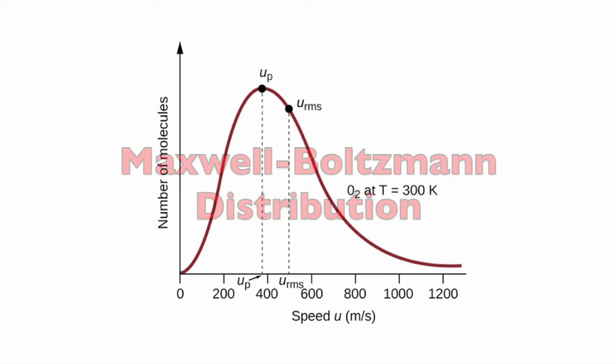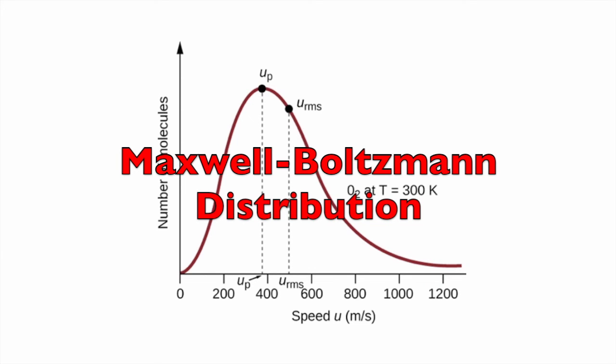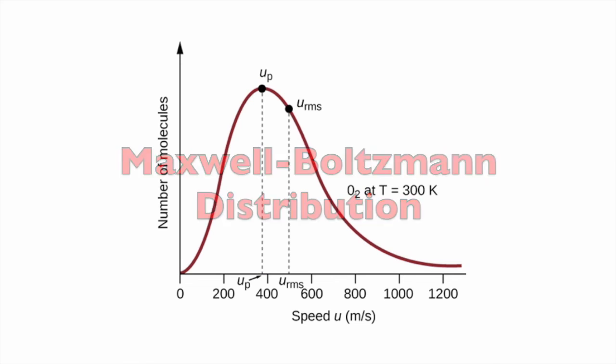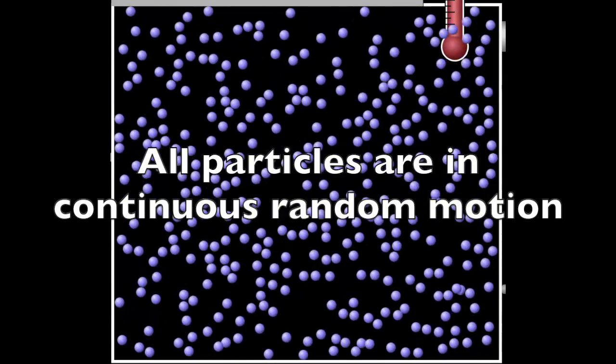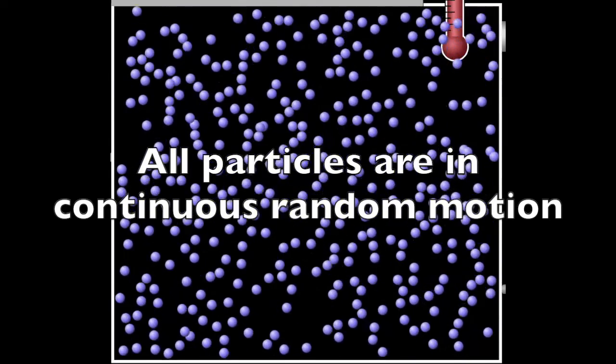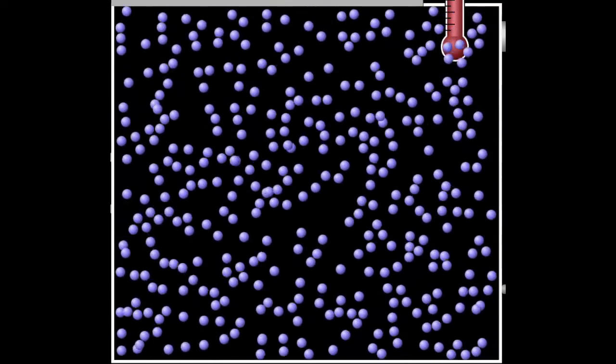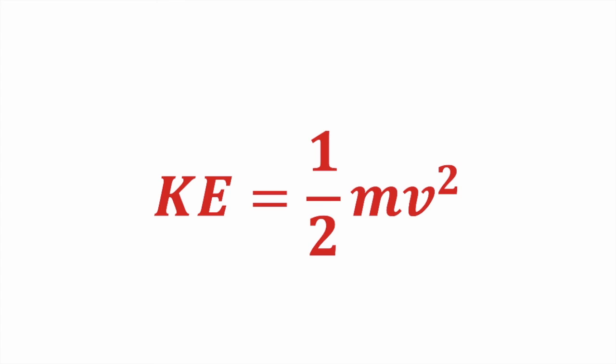In summary, kinetic molecular theory relates the macroscopic properties of gases to the motions of the particles in the gas. The Maxwell-Boltzmann distribution shows the relative numbers of molecules in a sample of gas that possess a given speed. All of the particles in a sample of matter are in continuous random motion, and the average kinetic energy of a particle is related to its average velocity by the equation KE equals 1/2 mv squared.